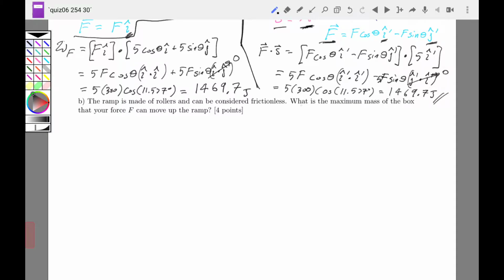and when I read this problem, I was scared that it would confuse a lot of students. And I think this part B, if you got part B, it's harder than other part Bs. Well, there's only one other part B. The other part B I think was a lot easier. So what is the maximum mass of the box that your force F can move up the ramp?